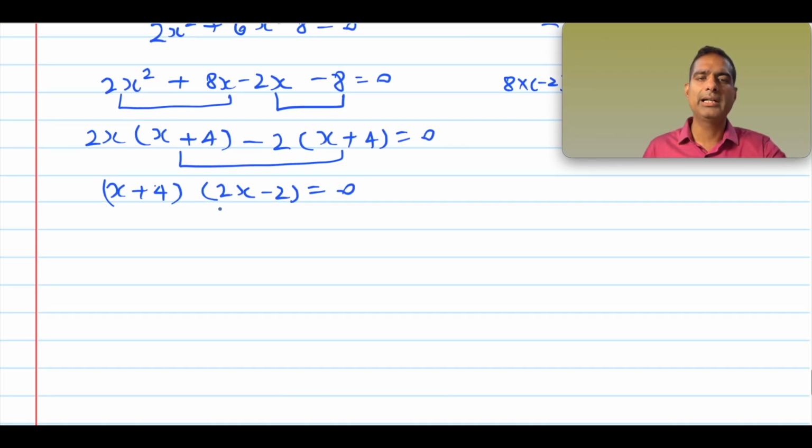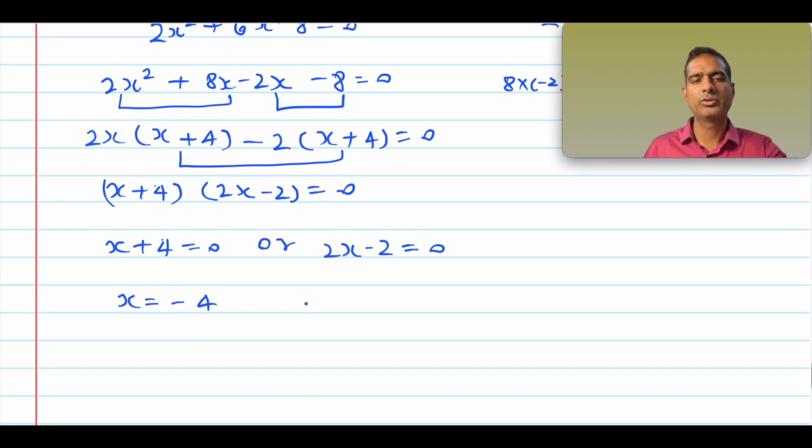Now x plus 4 and 2x minus 2, depending on the value of x, are two real numbers and their product is 0. The product of two real numbers will be 0 only if at least one of them is 0. So we can say either x plus 4 is equal to 0 or 2x minus 2 is equal to 0. Now x plus 4 is equal to 0 means x should be negative 4, or 2x minus 2 is equal to 0, so I can write 2x is equal to 2, and dividing by 2 on both the sides we get x is equal to 1. So the two zeros are x is equal to negative 4 or x is equal to 1.